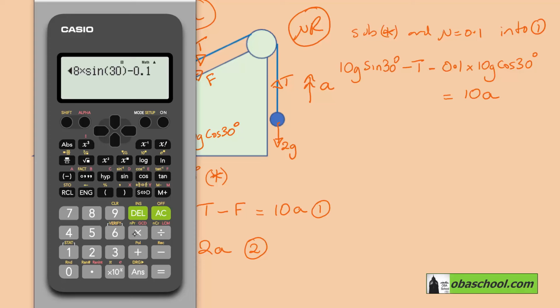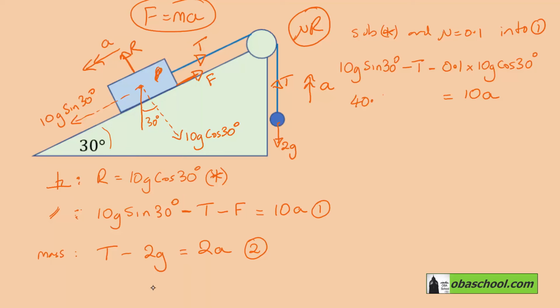0.1 times 10 times 9.8 times cos 30. So altogether that gives me 40.513, take away T is equal to 10a. Let's call that 1 prime. And then I've got T minus 2g equals 2a, which is number 2. And these are simultaneous equations.